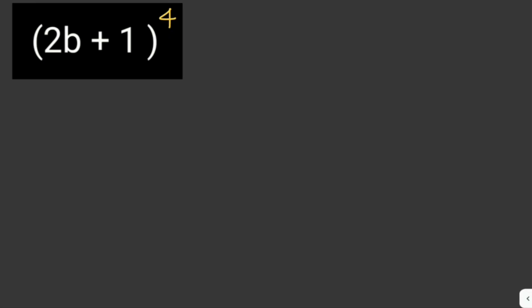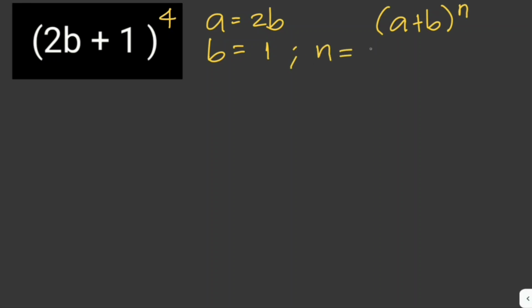Alright, what if we're given this binomial expression (2b + 1) to the 4th? Notice here the exponent is 4. So the value of a, let's determine a first. a is equal to 2b and b is equal to 1 from the binomial expression (a + b) to the n, and n, which is our exponent or power, is equal to 4.